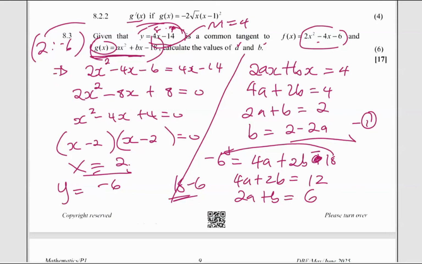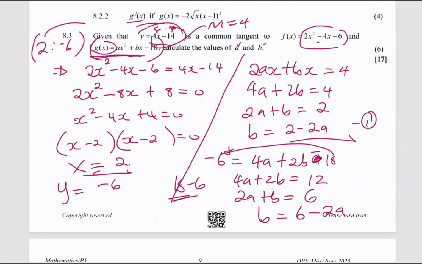So if b is going to be 6 minus 2a, is it going to make sense? Is it going to make sense? It's not making sense. b is 6 minus 2a. Something that I'm missing out.